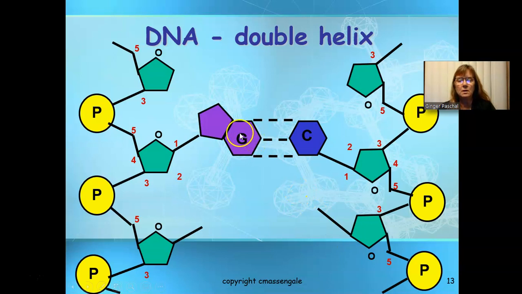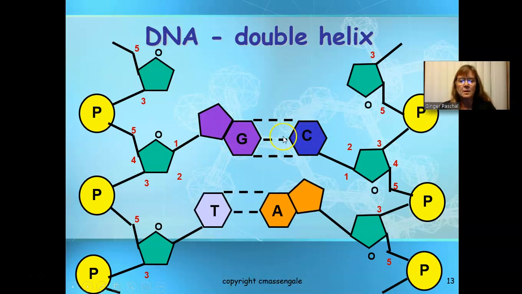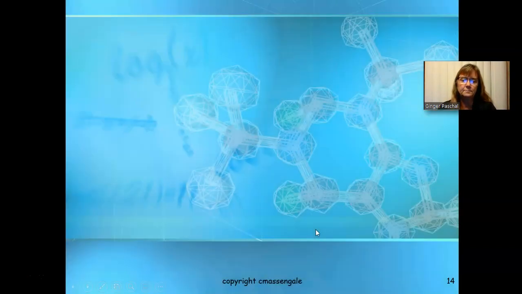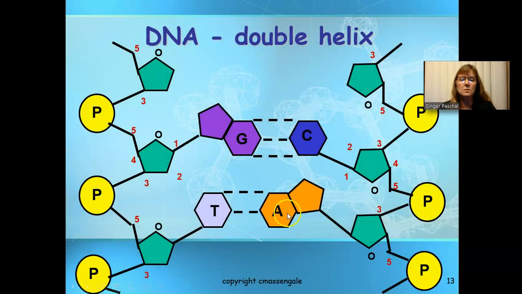So notice on the left-hand side, we have guanine. So on the right-hand side, we would have to have cytosine. And if on the left side we have thymine, on the right-hand side we have to have adenine. So this is what I mean by a double strand. We've got a sugar phosphate backbone on one side, and we have a sugar phosphate backbone on the other side.